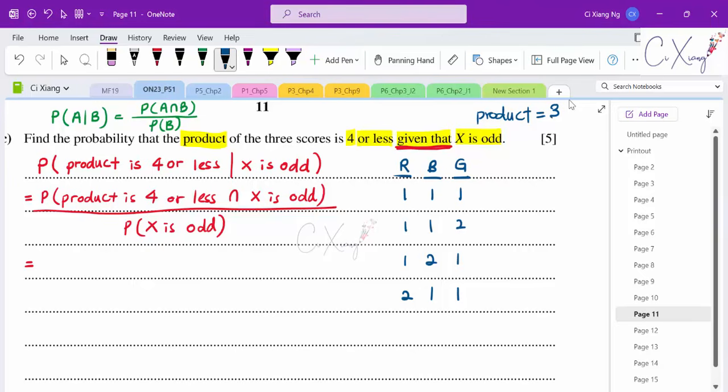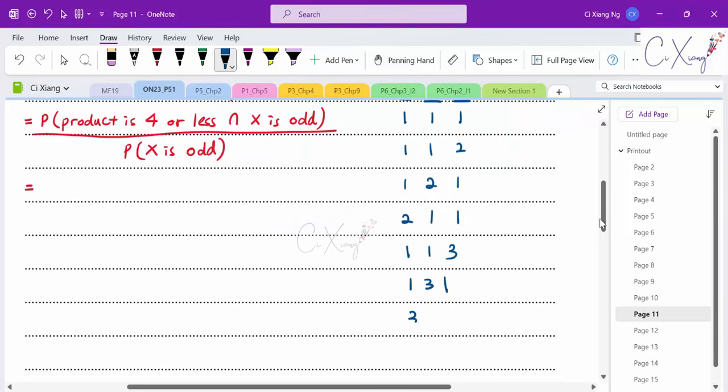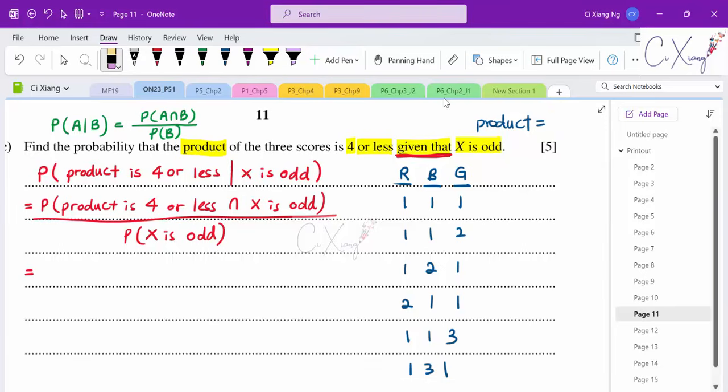Okay, so for the product equals to 3, you might have other cases, right? So you have 1, 1, 3, 1, 3, 1, and then 3, 1, 1. Okay, any other thing else? I think no more.